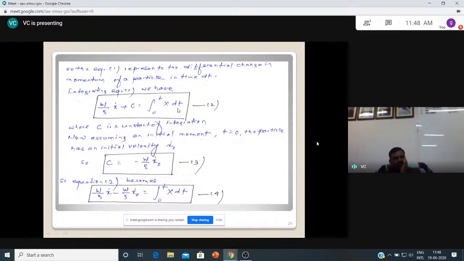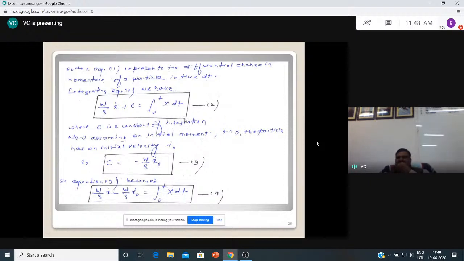Now substitute time t0 as 0, x dot becomes x0 dot, then c is equal to minus of this. You move it to the other side, that is c. That c you substitute here, that is final velocity minus initial. For a definite integral, we need boundary conditions. If we substitute the boundary conditions, we get W/g x dot minus W/g x0 dot, equal to the integral from 0 to t of F_x dt.